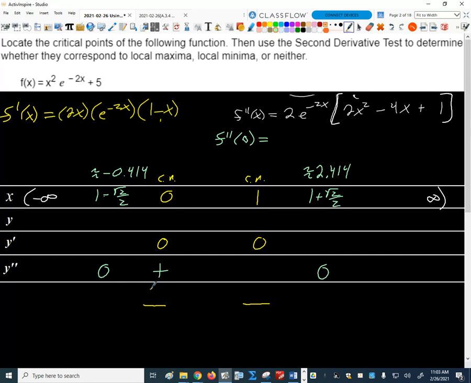So what's that make this then? A maximum or a minimum? A minimum. Good. And remember our little trick. A positive function is a happy function, right? Positive second derivative is a happy function, so it's smiling. Concave up, minimum. How about at 1?